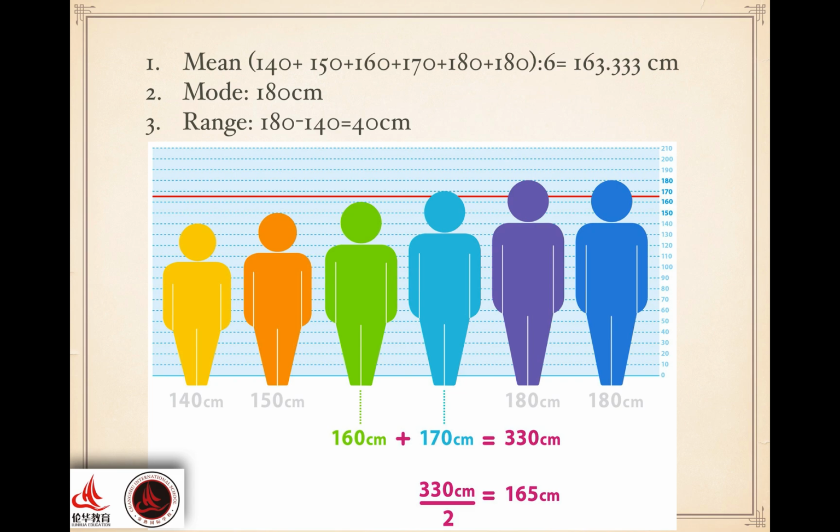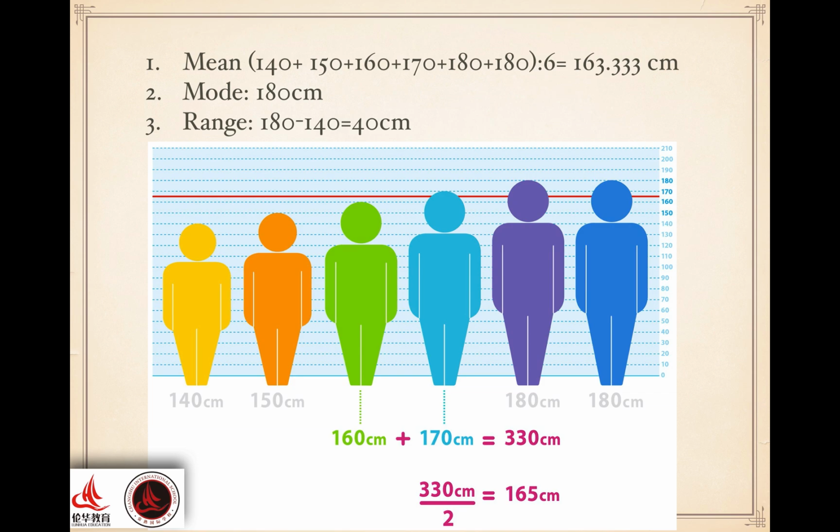Now, let's check. So, mean, what we need to do is we add all the different heights and we divide it by the number of heights. So we have six people here. So we get that the mean is 163. So as you can see, the 163 and 165 are pretty close. Okay, so similar numbers. Now mode is 180. So there are 2 people here that have the same height.